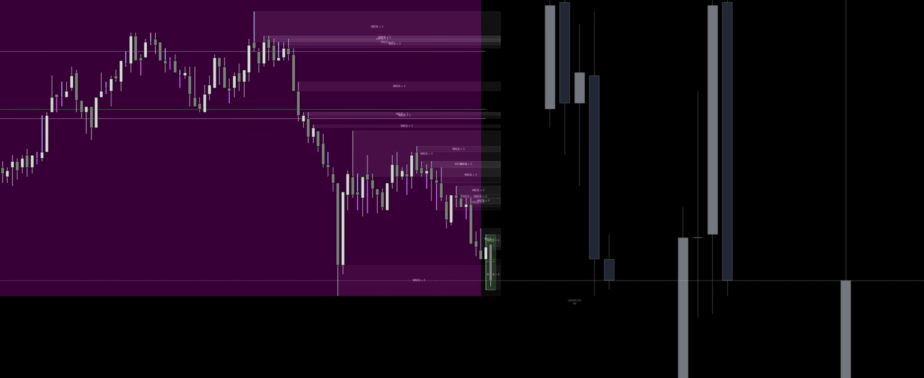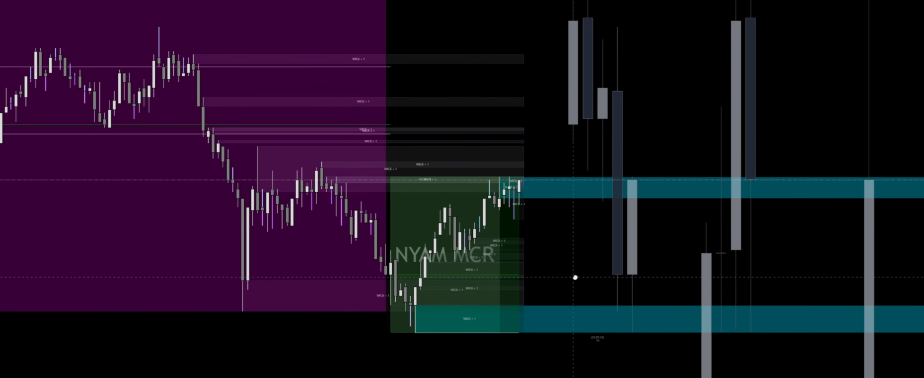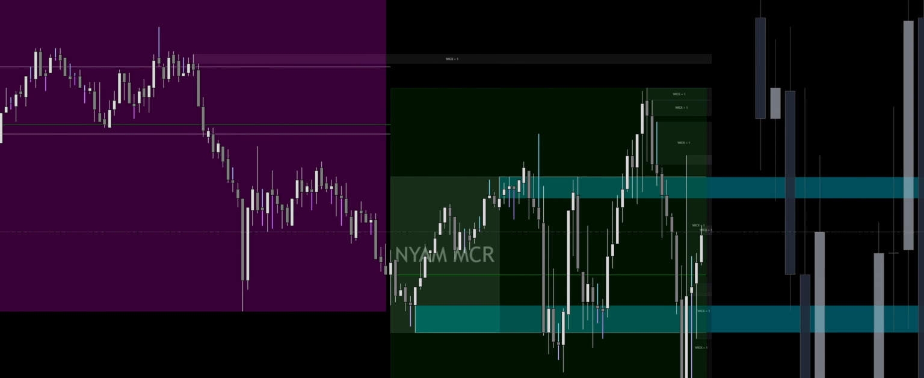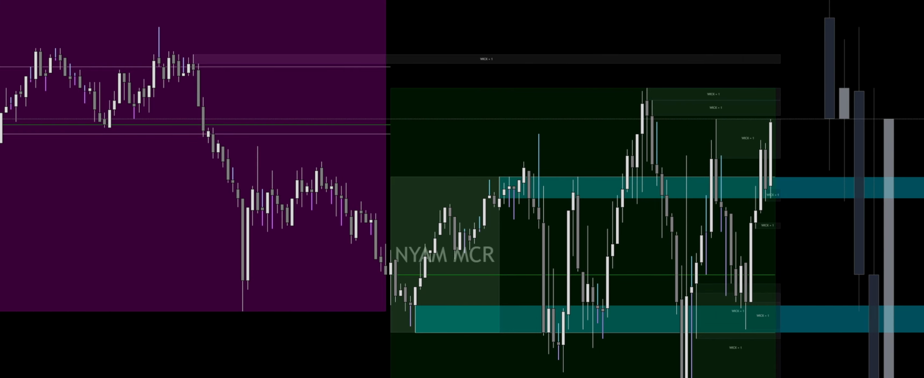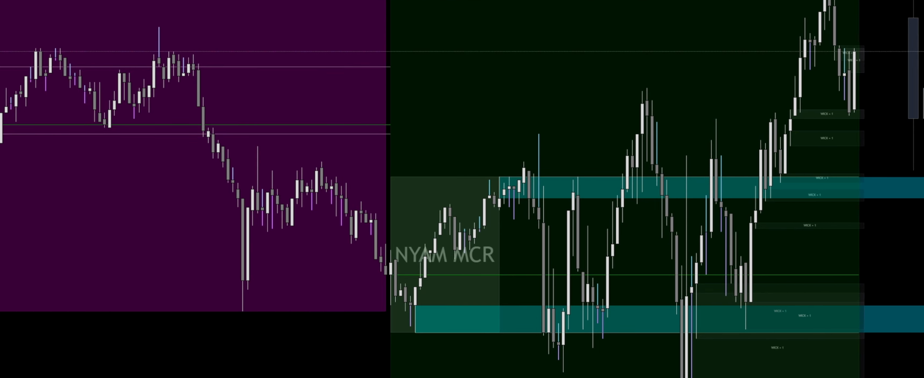Before we talk about profiles or rejections, you need to understand what the MCR actually is. MCR stands for microcycle range. It's the first 22 minutes of price action that forms a range, usually before 9:30. That range is not random. It's a map of the market's early positioning. From that 22-minute range, we build our profile, a structure that price either rejects or attacks. The rest of the market session is the story told around that range.